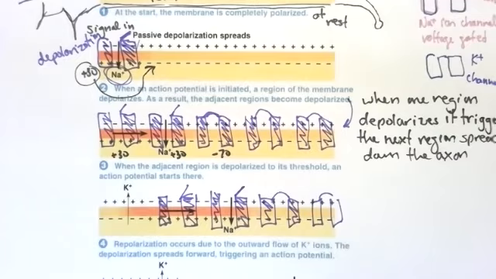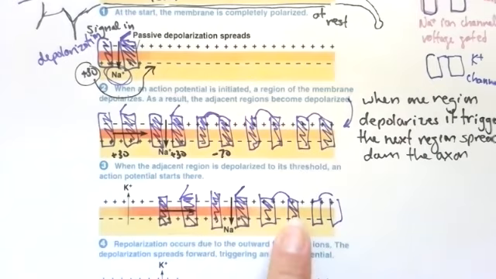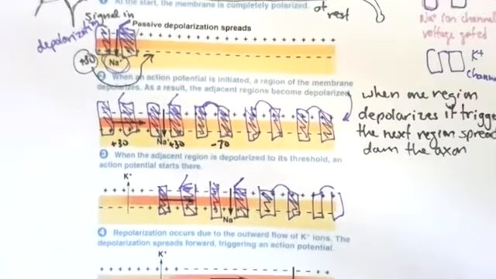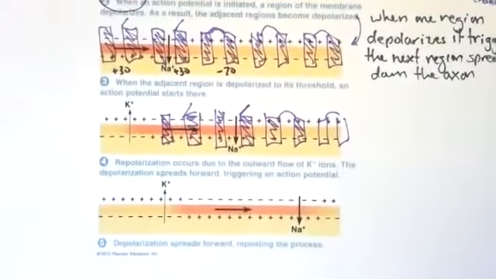Okay, so let me say that again. When this region depolarizes, it triggers this one, and this one's going to trigger this one, and so on and so forth. And we have a spread. In fact, let me just move this down so I've got this for the rest of my drawing. So we have the depolarization spreading.